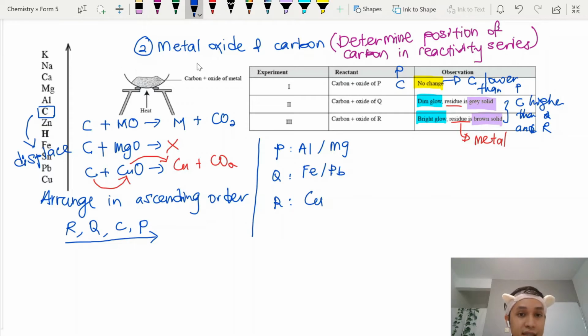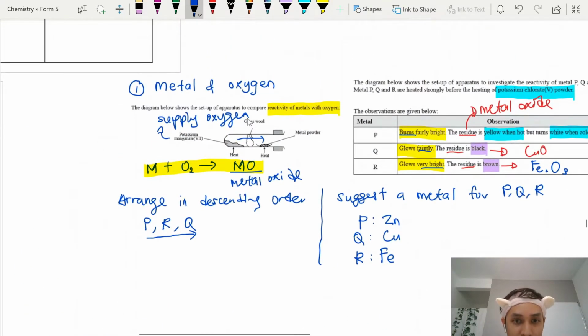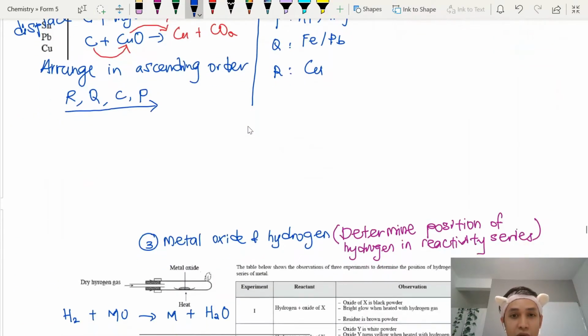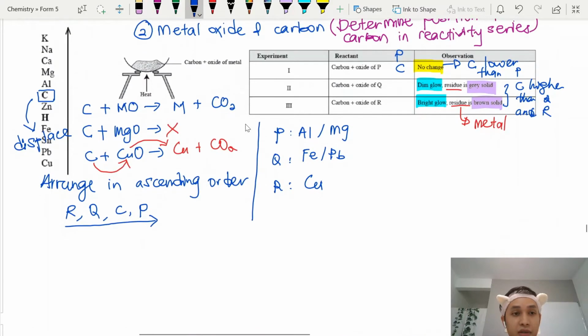So this is the experimental setup. Remember you need to know this for your paper 2 and paper 3. Normally when I teach my students, I always ask them to identify the setup. If I see a setup like this, I know that this is between carbon and metal oxide. If I were to see this setup, then I know that this one is between metal and oxygen. So that is how you do it for metal oxide and carbon.